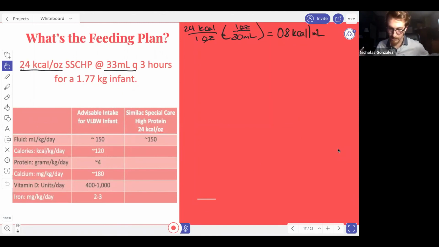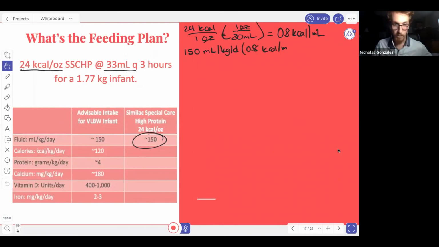Okay. Now, the fluid we see is already at 150 milliliters per kilogram. That's the volume, so we know we're good there. Now that we have the volume and the calories per milliliter, let's take a look at the total amount of calories per kilogram per day. We're going to do the 150 milliliters, our volume, times the calories per milliliter, which gives us 120 calories per kilogram per day. And that is perfect. We are right on the nose. Now let's move on to the protein.